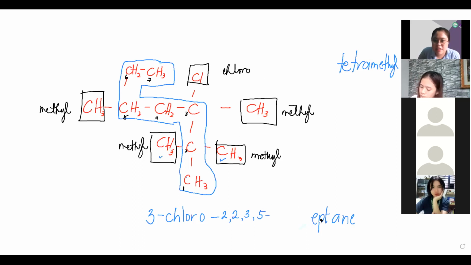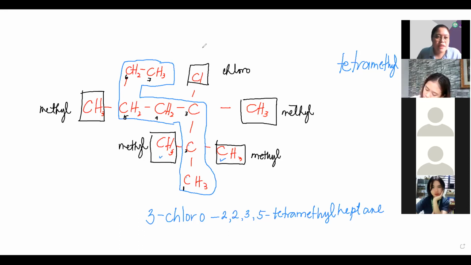Let me adjust the name. So this is called tetramethyl. And then the parent chain is heptane. So this is the correct answer: 3-chloro, 2,2,3,5 tetramethyl heptane. Okay? Sige. So, who got it?